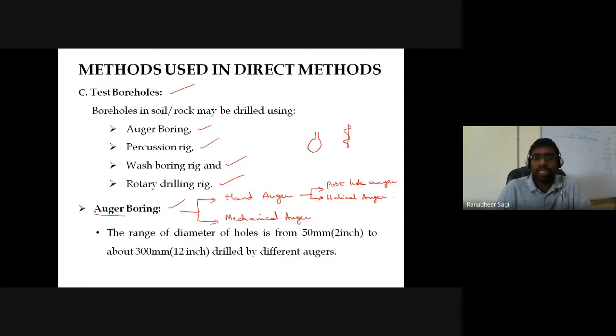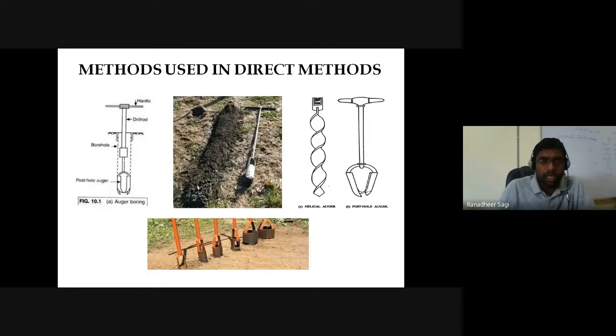So depending on that, the corresponding size of the auger which is to be used is deployed while making your borehole. This is what we call the post hole auger. You can look at it here. What I am indicating here are called post hole augers.